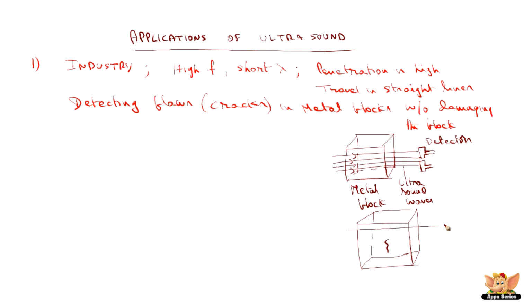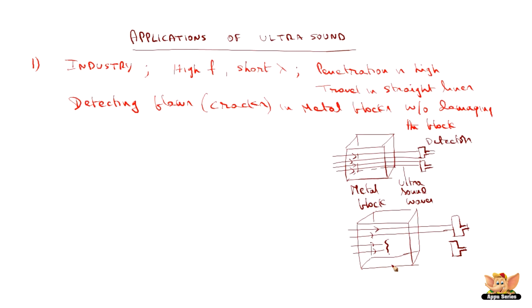Now the ultrasonic waves are going straight. When there is a crack, they don't move beyond this crack. What happens in this case? These two get detected by these detectors, but this detector does not detect anything. So we know that because of the crack, the ultrasonic sound is not detected by this detector. So there is a crack in this particular place.